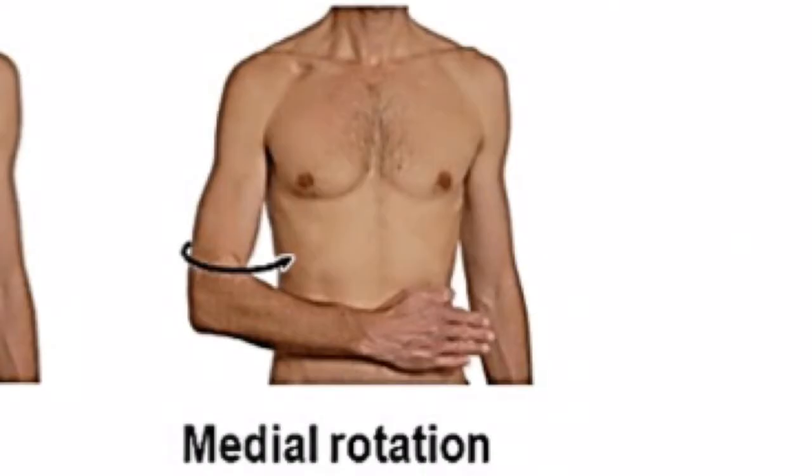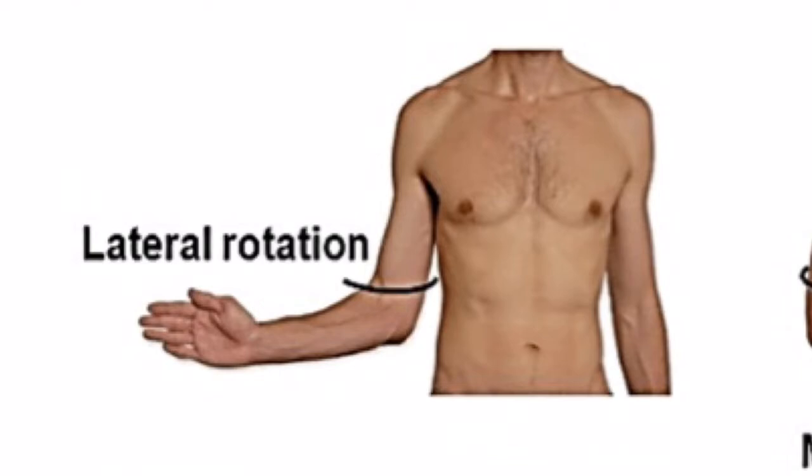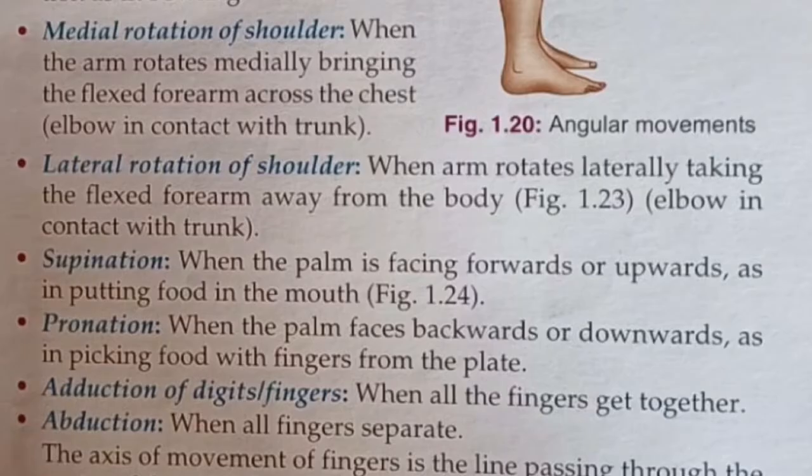Next, medial rotation of the shoulder. When the arm rotates medially, bringing the flexed forearm across the chest. So this will all be the lateral rotation. Then supination, pronation, and the palm faces backwards or down. This is pronation, supination.